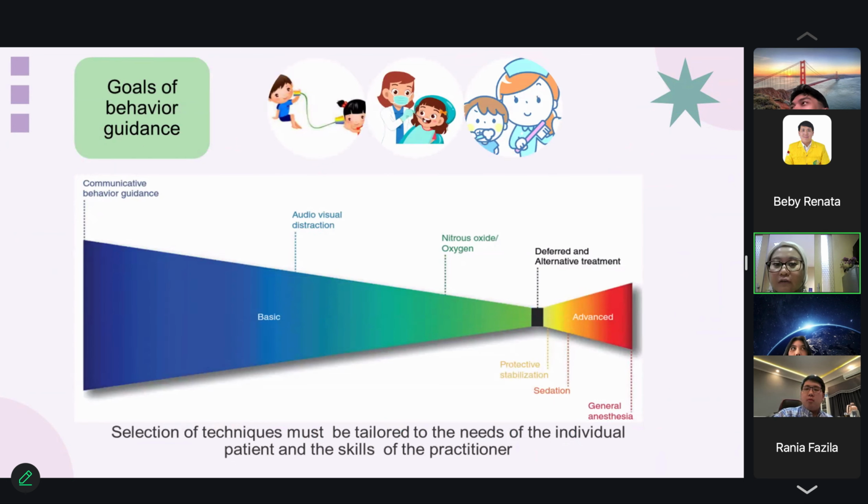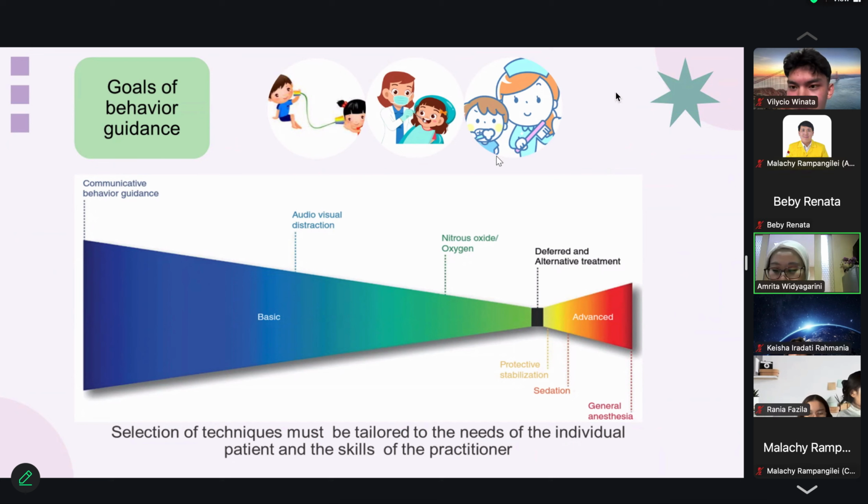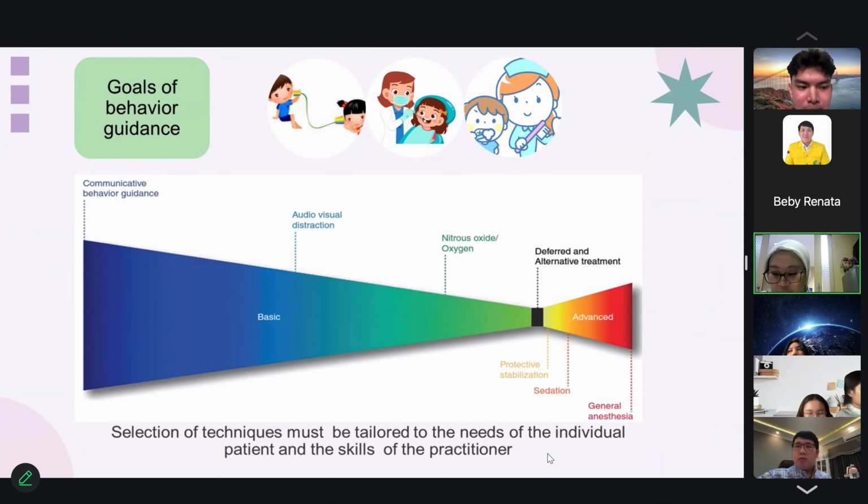So we have several techniques of behavioral guidance that have the same basic goals. They are to build communication, to establish a positive image of dental treatment, to give safe and accurate dental treatment, and to build good oral habits. And the selection of this technique is tailored to the needs of the individual patients and also the skills of the practitioner.